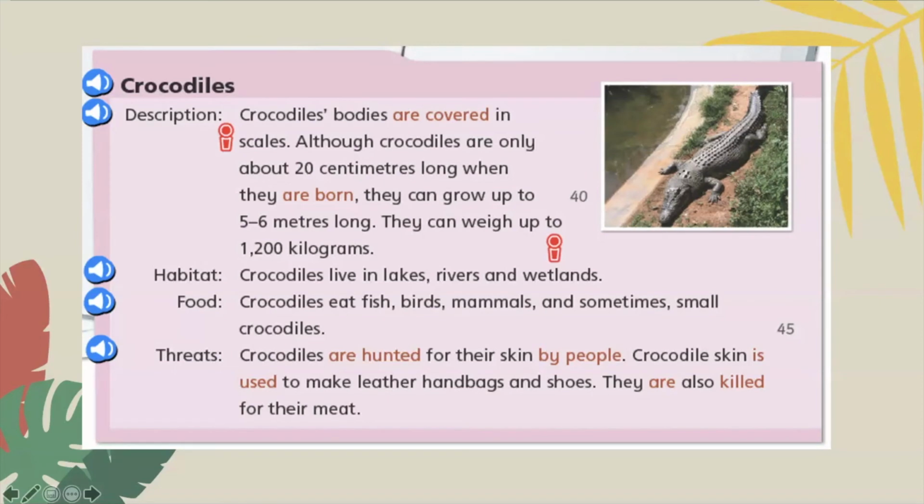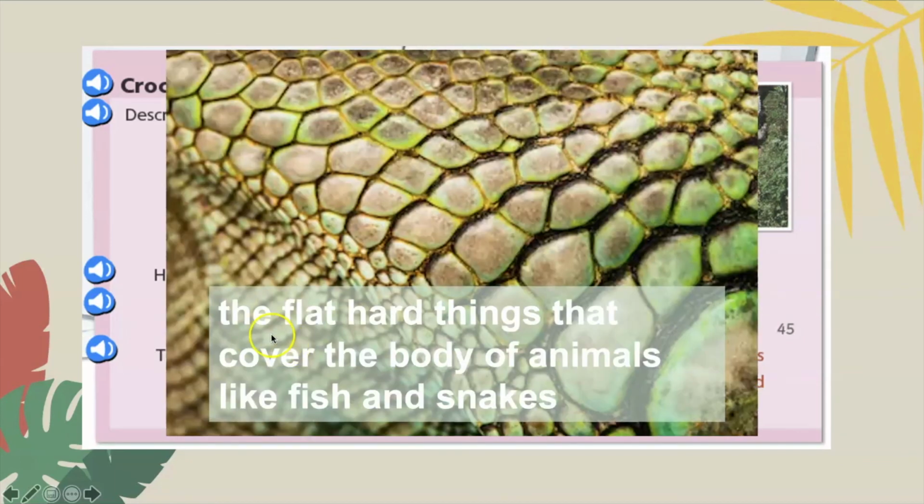Crocodiles are killed by people. People like using their skin to make leather handbags and shoes. Do you know what their skin is like? Here it says, crocodiles' bodies are covered in scales. So scales are the flat hard things that cover the body of animals like fish and snakes, like this.